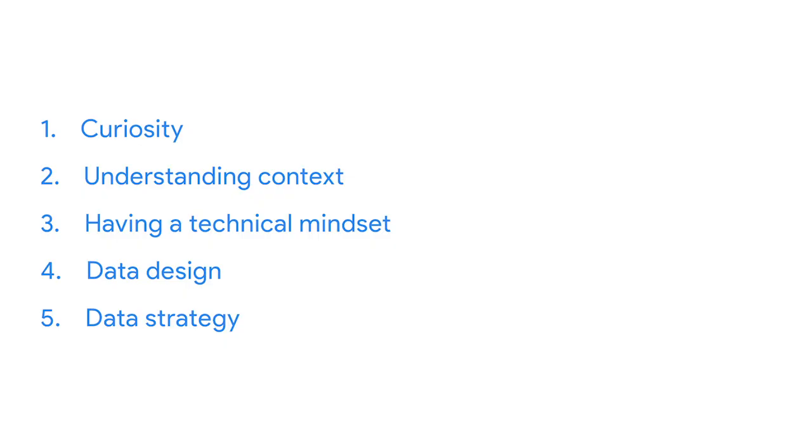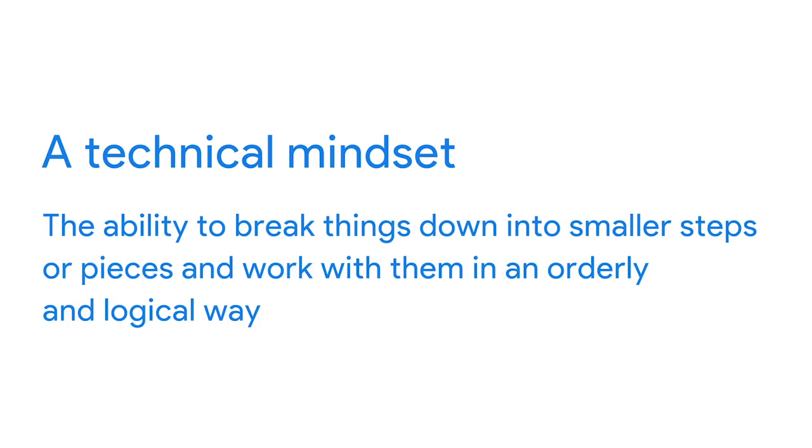Let's move on to the third skill, a technical mindset. A technical mindset involves the ability to break things down into smaller steps or pieces and work with them in an orderly and logical way. For instance, when paying your bills, you probably already break down the process into smaller steps. Maybe you start by sorting them by the date they're due.